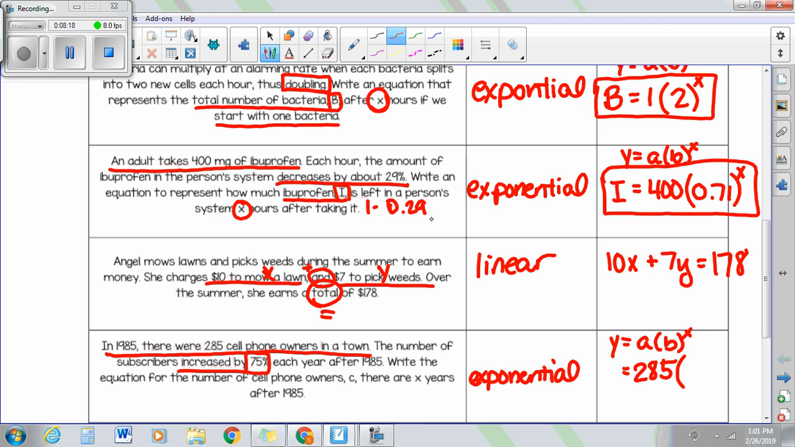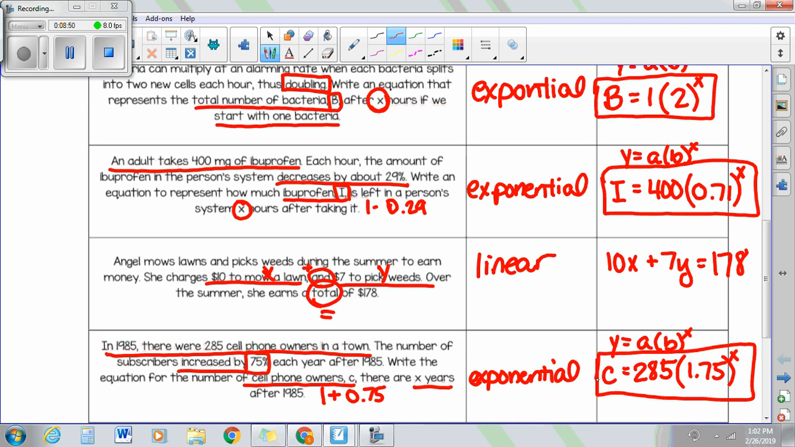So if you'll remember up here when we did it, it's 1 plus if it's growth, or it's 1 minus if it's decay. Increasing is growth. So 1 plus 75% as a decimal is 0.75. And that tells me that my base is 1.75. I'm just going to put my variables here. X years, so the amount of time can stay as X, but I should not have Y equals. I should have C equals. Again, make really, really sure that your variables match what they are supposed to be.